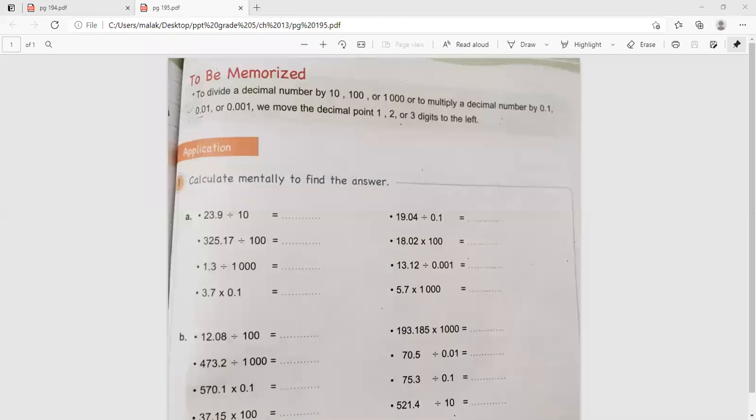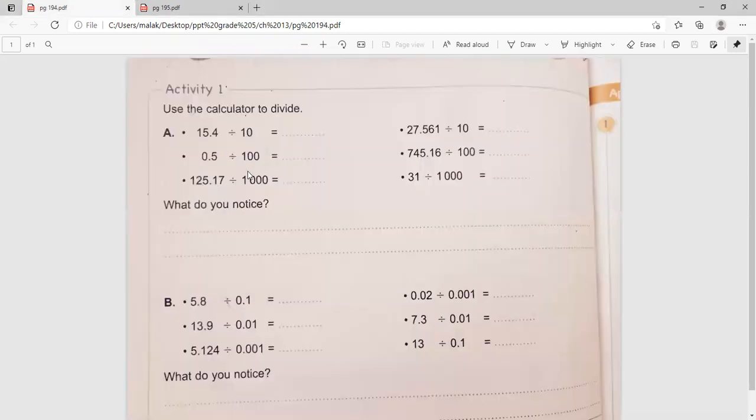Fine. Today we will start a new lesson. It's about division by either 10, 100, 1000, or divided by a decimal number: 0.1, 0.01, and 0.001. We will start with activity 1, page 194. Please copy the answers on your math books.